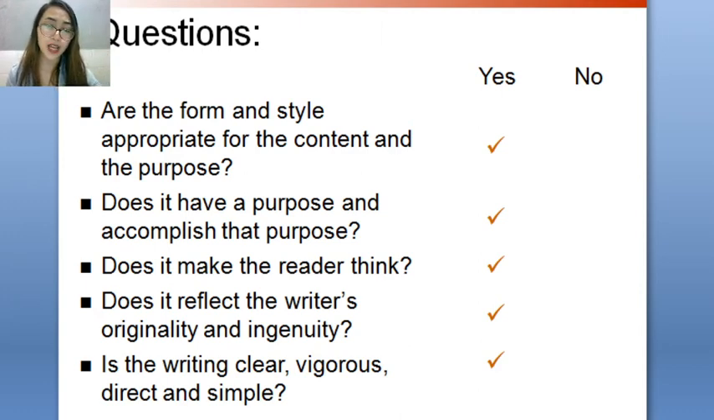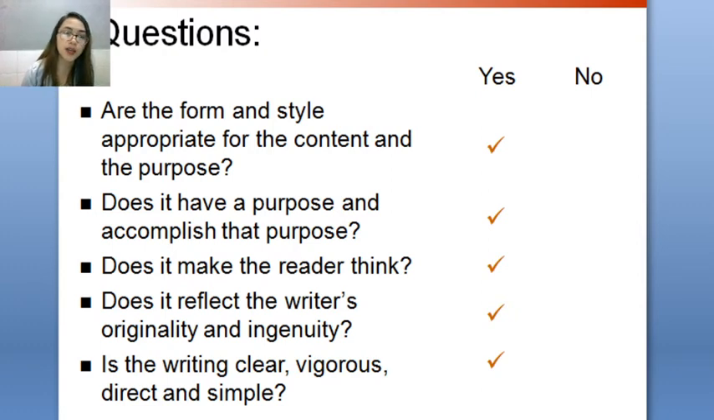Are the form and style appropriate for the content and the purpose? So, pag ang content mo ba ay para sa certain people na to, for students? Kung maganda yung style mo at appropriate, yes, that would be great. Does it have a purpose and accomplish that purpose? So that's great. Does it make the reader think? Ganda yan. Does it reflect the writer's originality and ingenuity?